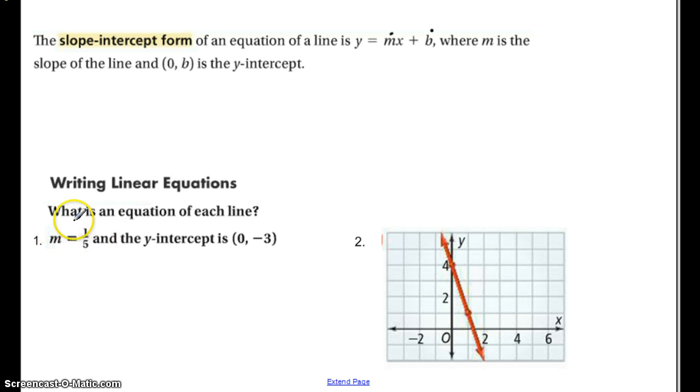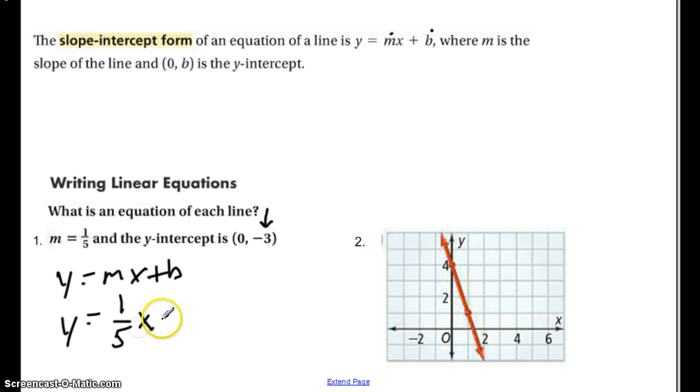They said that our slope is 1/5 and our y-intercept is (0, -3). Well, if our y-intercept is (0, -3), then that means it crosses the y-axis at -3. So I can take my form y = mx + b and just fill in the blanks. I've got my output, my slope, my input, and my y-intercept. And I have just written a linear equation with the given information.